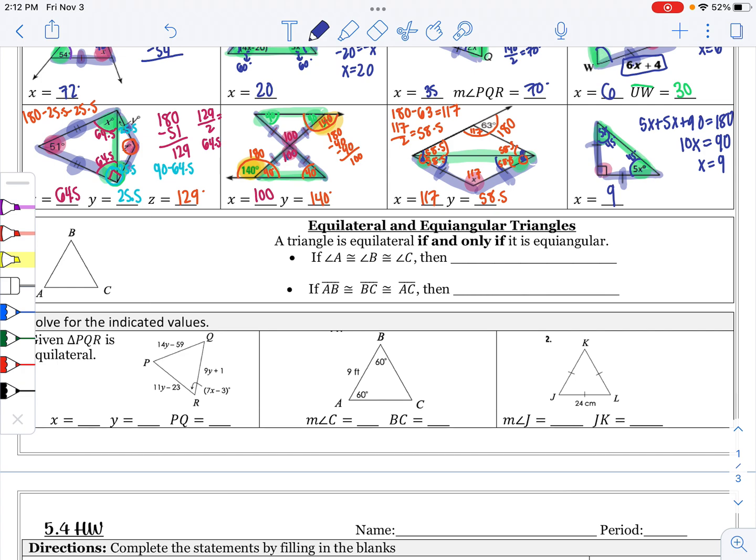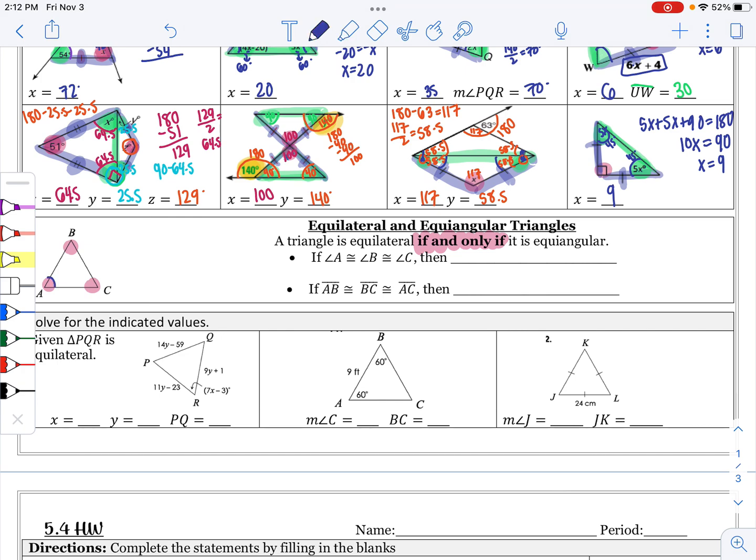So the only other thing we have left is equilateral and equiangular triangles, which I know that y'all know the definition of. Just wanted to make sure that we have it formally written out. For equilateral triangles, a triangle is equilateral if and only if it is equiangular, meaning that all the angles are going to be equal to each other.